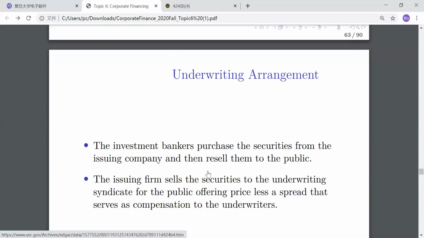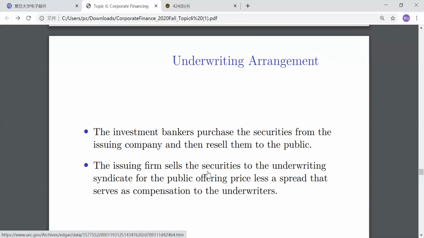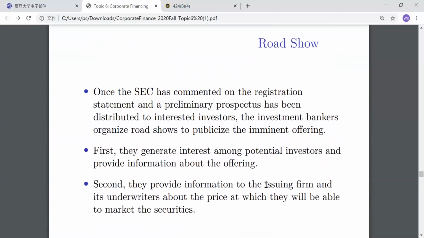So in this case, the underwriting arrangement is between a company and the underwriting syndicate. So basically in this underwriting syndicate, the bankers purchase the security from the issuing company and then resell to the public. And the issuing firm sells the security to the underwriting syndicate for the offering price, less a spread. Because you have to pay the spread to these underwriting syndicates in order for them to help you market the stock. And once the SEC has commented on the registration statement and you issue the prospectus to interested investors, then bankers will organize roadshows to publicize the offering.